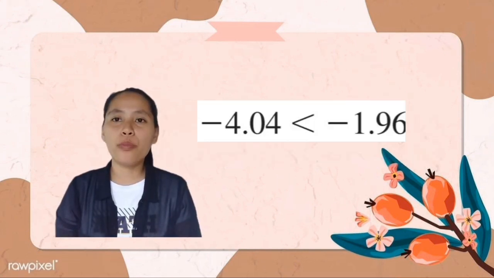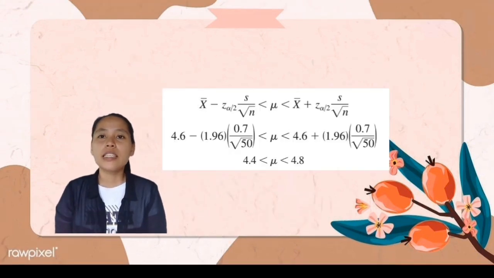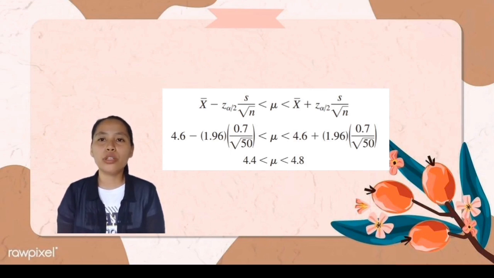Since negative 4.04 is less than negative 1.96, the null hypothesis is rejected. There is enough evidence to support the claim that the bags do not weigh 5 pounds. The 95% confidence interval for the mean is given by the sample mean minus z alpha over 2 times s over square root of n is less than mu, and mu is less than the sample mean plus z alpha over 2 times s over square root of n.